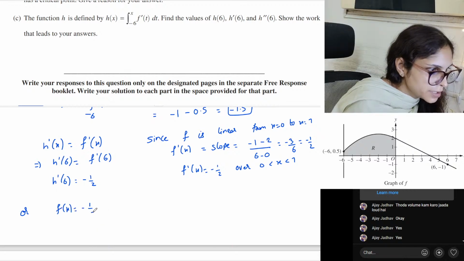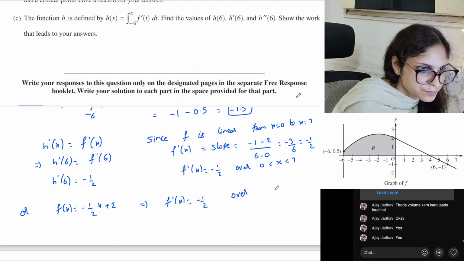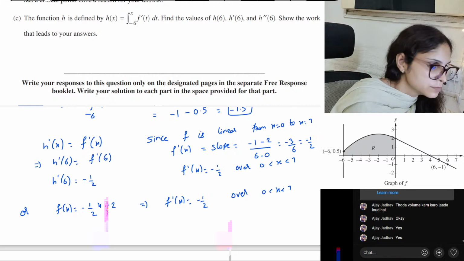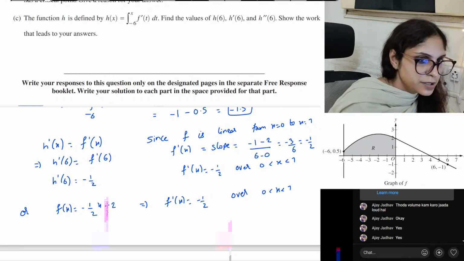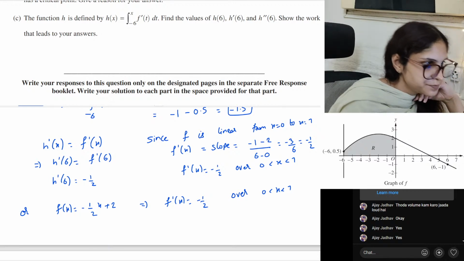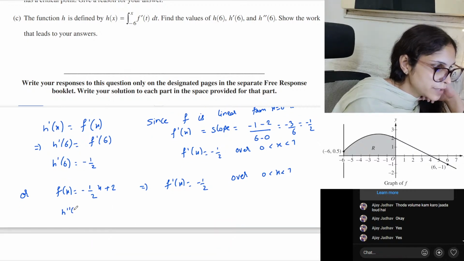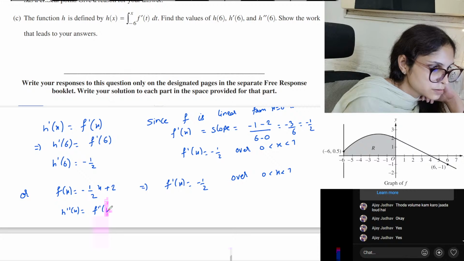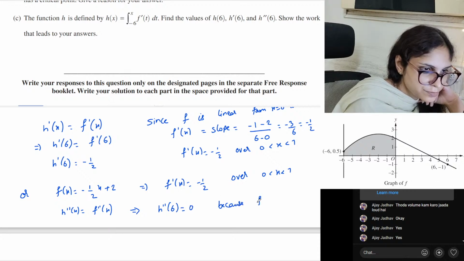So f of x is going to be -1/2 x plus 2. That is why f derivative of x is just -1/2. Got it? So h derivative of 6 is -1/2. Now we have to find h double derivative. So from there, we know that h double derivative of x is going to be f double derivative of x. That means h double derivative of 6 is 0 because f double derivative of x is 0.